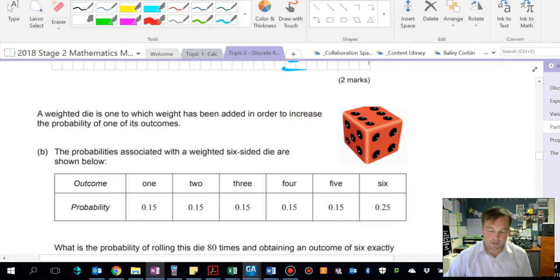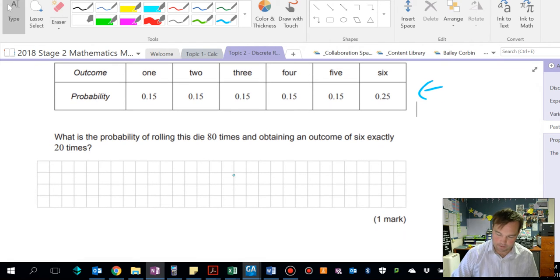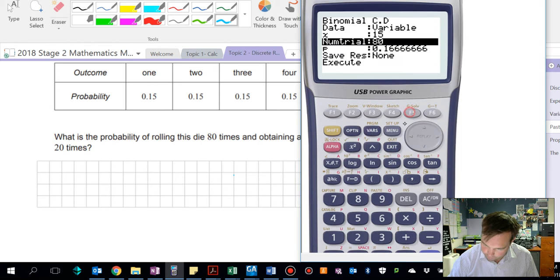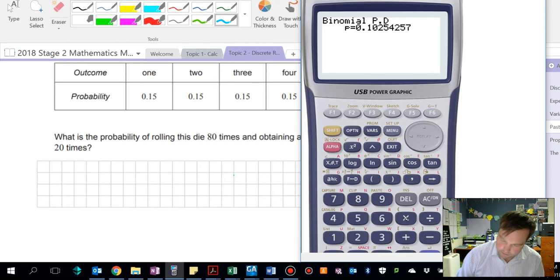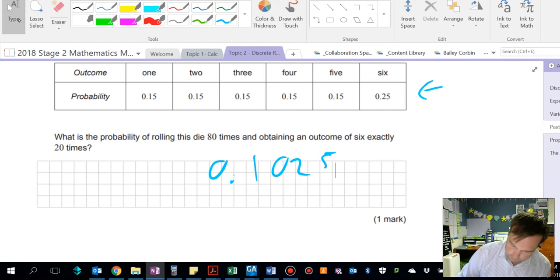Let's say a weighted die is one where it has an unequal distribution of probabilities. What is the probability of rolling this dice 80 times and obtaining a 6 exactly 20 times? You'd suspect it to be slightly higher, but let's have a look. Calculator, execute, distribution, binomial, BPD. We want 20 times, and this time our probability of getting a success is 0.25. It's 0.1025. Not bad.